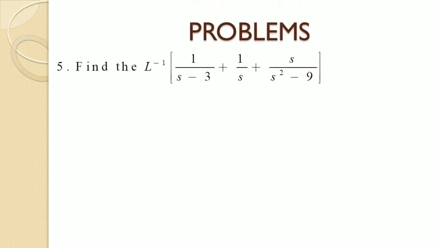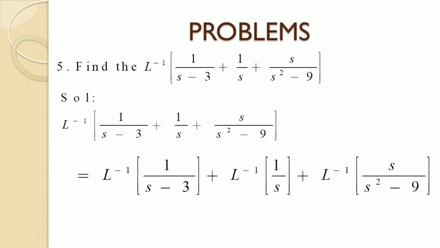Next problem, find the L inverse of 1 by s minus 3 plus 1 by s plus s by s squared minus 9. So this can be written as L inverse of 1 by s minus 3 plus L inverse of 1 by s plus L inverse of s by s squared minus 9. Here L inverse of 1 by s minus 3 is nothing but e power 3t, and L inverse of 1 by s is 1, and L inverse of s by s squared minus 9 is cosh 3t.